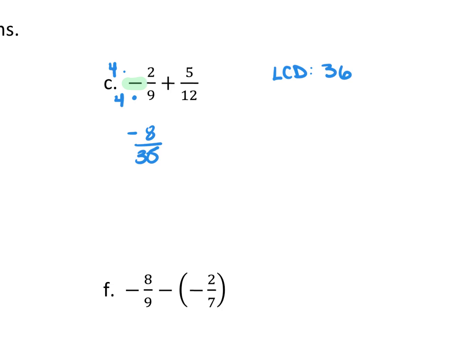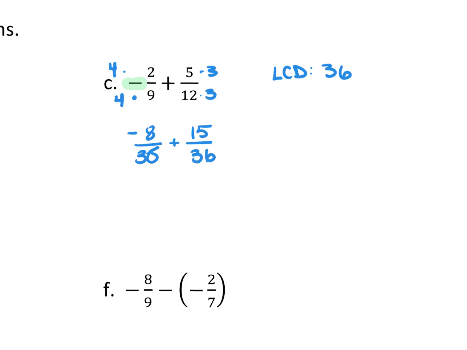All right, second fraction. To get from 12 to 36, we want to multiply by 3. And again, whatever we do to the bottom, we do to the top. And this is going to become 15 over 36.